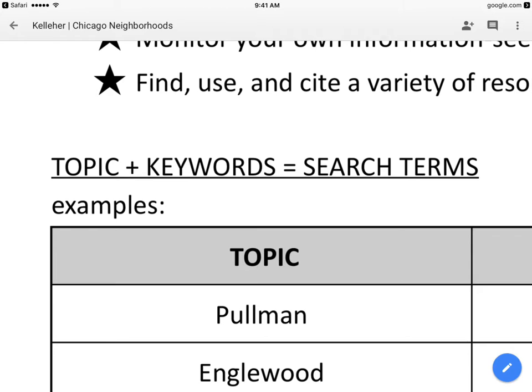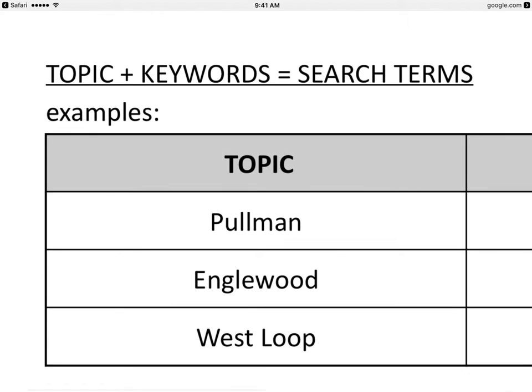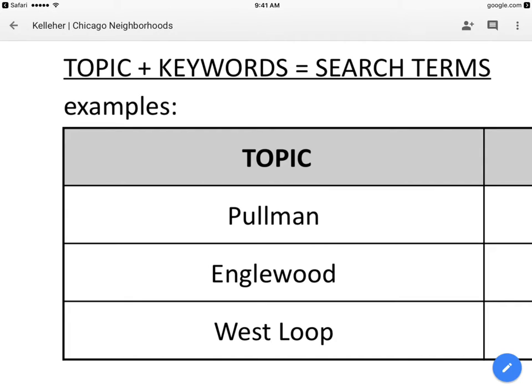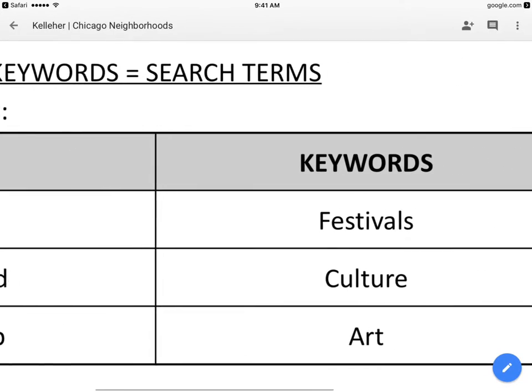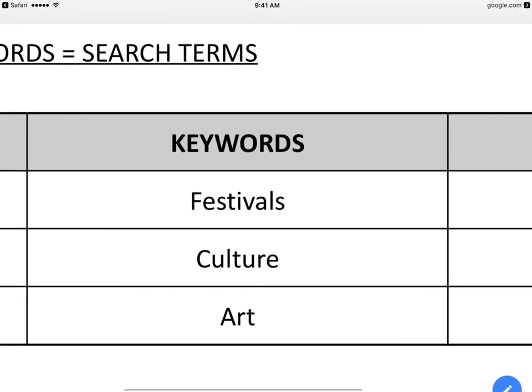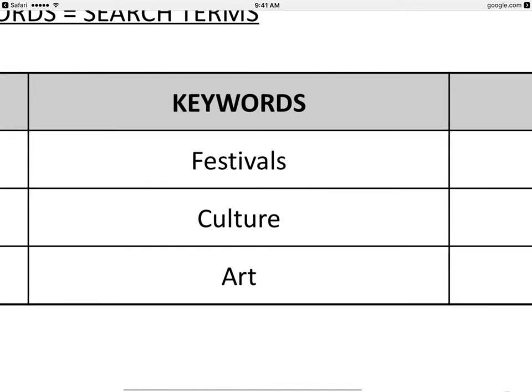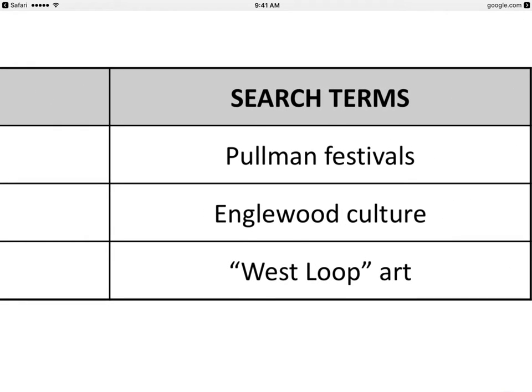A search term is anything you type into a search box. So you're going to start with your topic. Your topic for this project is your neighborhood in Chicago. Okay? So whatever that might be, that'll be your topic. Your keywords are going to be other things you're trying to find. As your research goes on, you're going to start to want to focus on things like festivals, culture, or art. In the beginning, you might just want to use the keyword Chicago. You combine your topic and your keyword to make a search term.